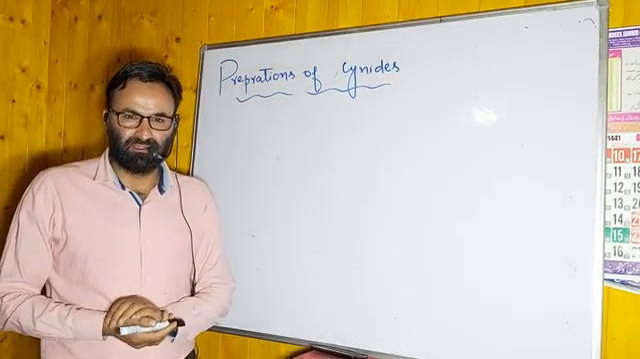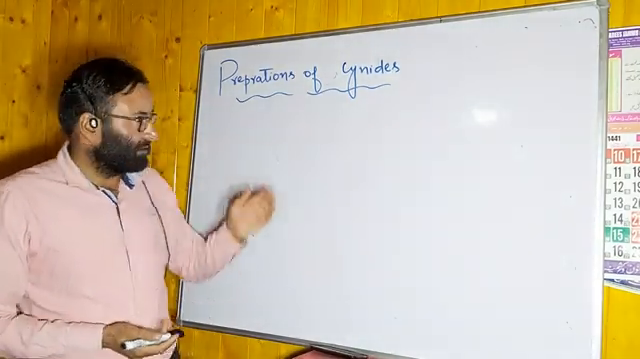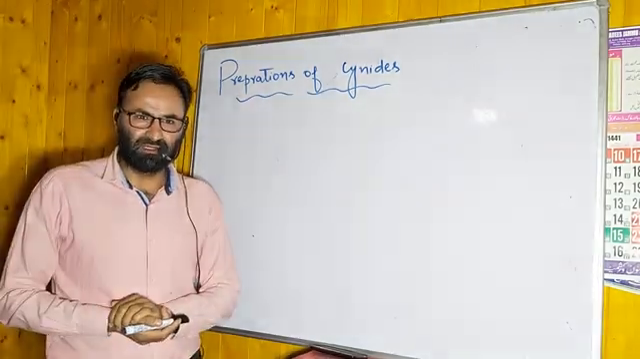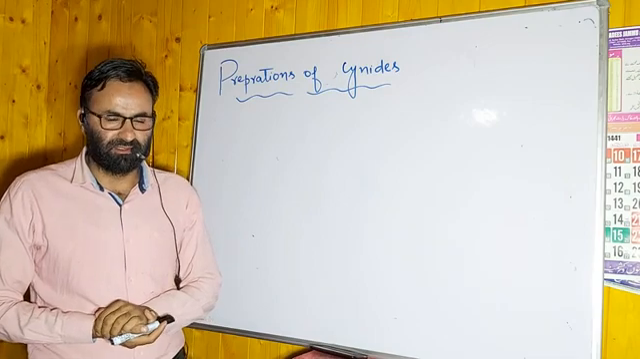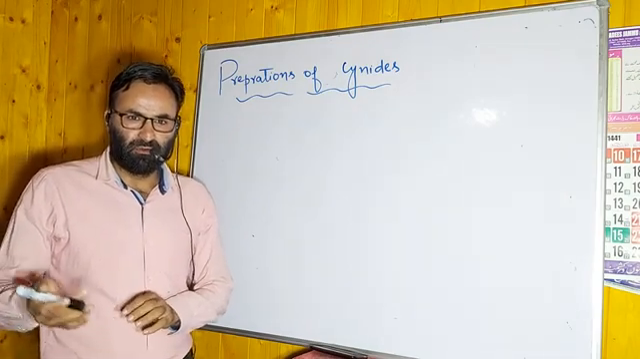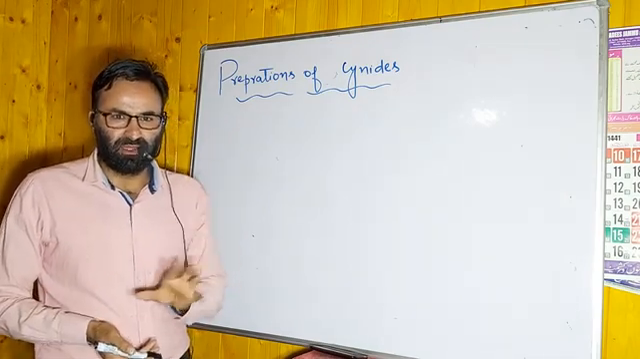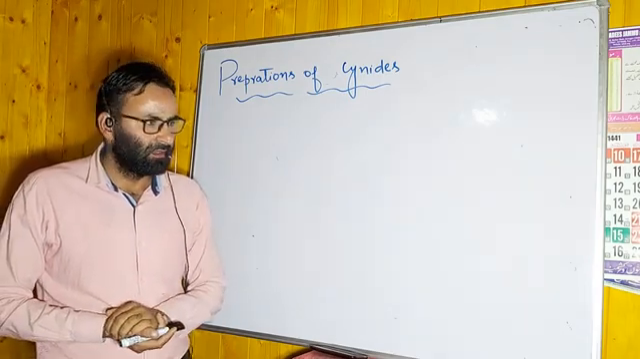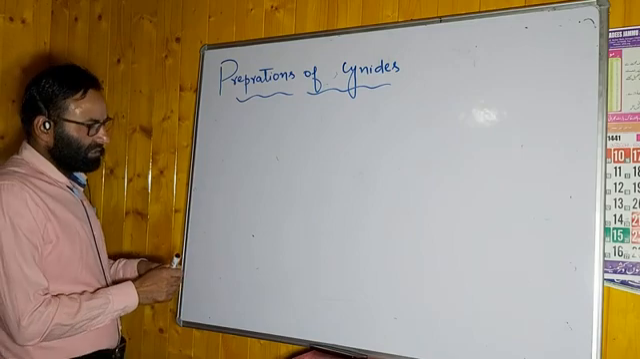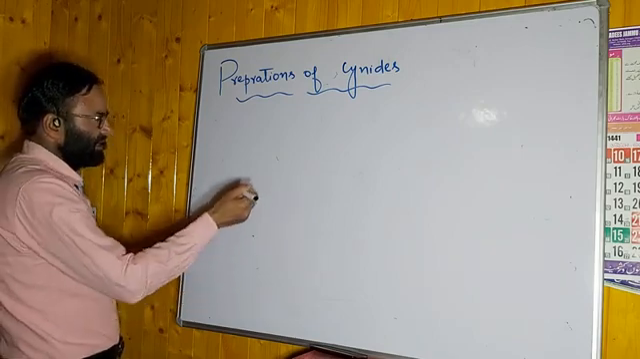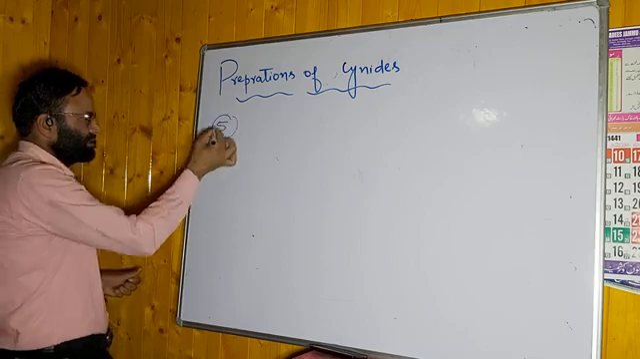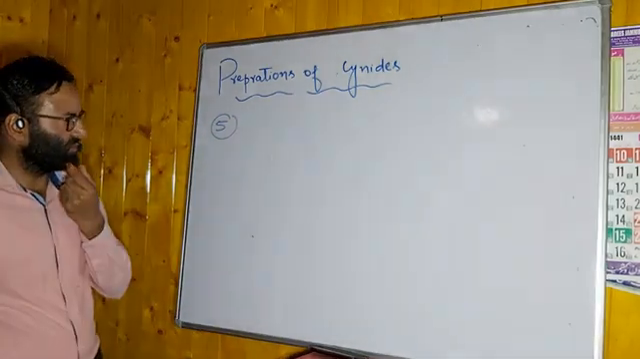My dear students, we are discussing an important topic, that is cyanides and isocyanides. In the last lecture, we started the preparations of cyanides, and we have discussed 4 methods of preparation so far. If you consult your notebook, you will find them. Today we will discuss 2 more methods of preparation of cyanides.